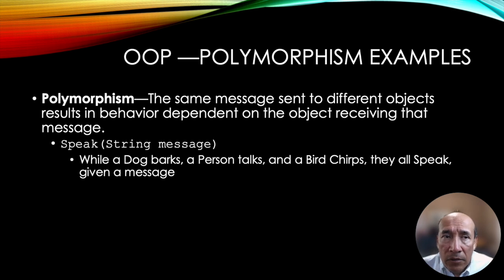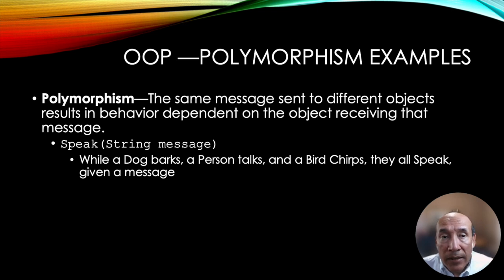If I give you a message and I tell you to speak, and you're a dog, well, you might bark. If you're a person, you might tweet. And if you're a bird, you're going to chirp. But what's common amongst all those things? That they all speak. How they speak is dependent on the type that they are. Don't confuse this with the previous one about implementation. That's not what this is about. I have the same contract. Whether I'm a dog or person or a bird, we all speak.